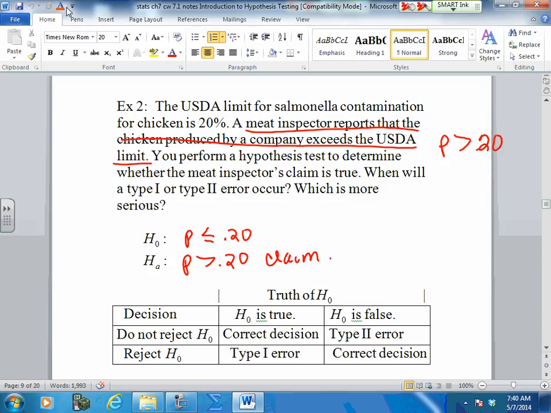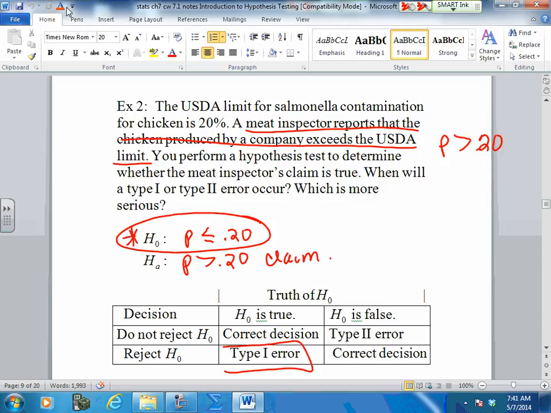Now, we always test the H0. In this case, we're testing this guy. So we look at the truth of H0. If H0 is true, if it really is less than or equal to 20%, which means the chicken would be good, and we did not reject it, we made a good decision. We're only looking at this piece. If it's really not less than or equal to 20, and we said reject H0, if it was really true and we said reject this, we made an error.